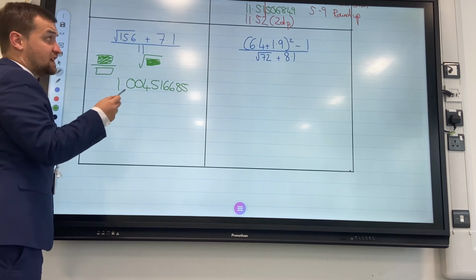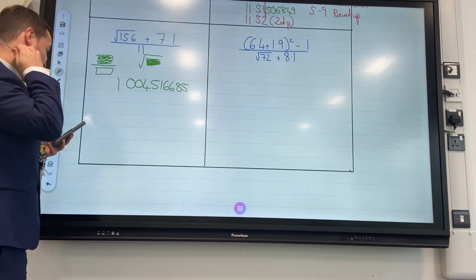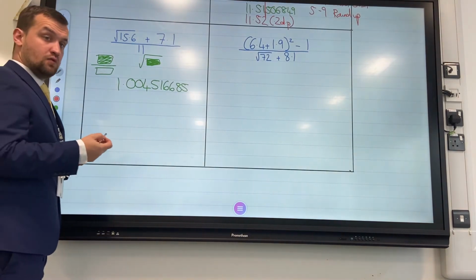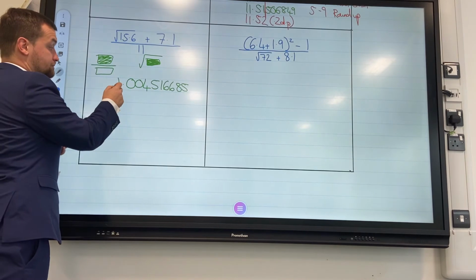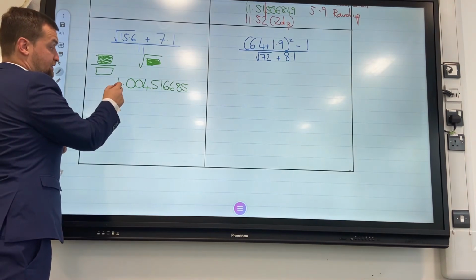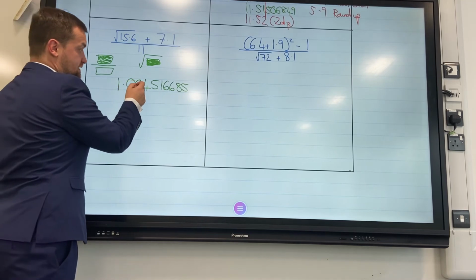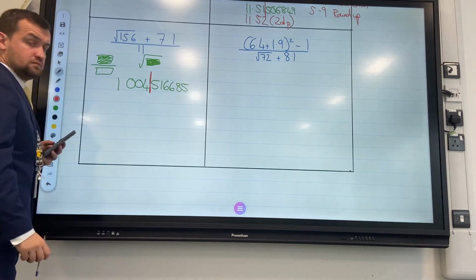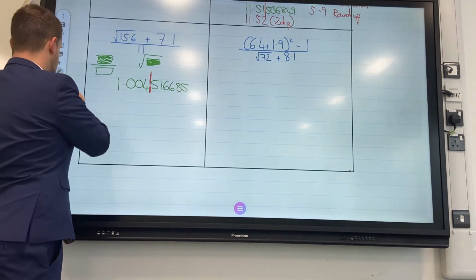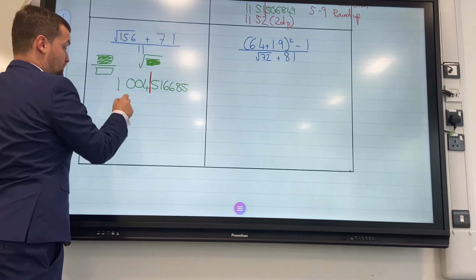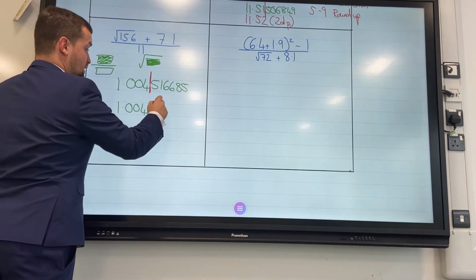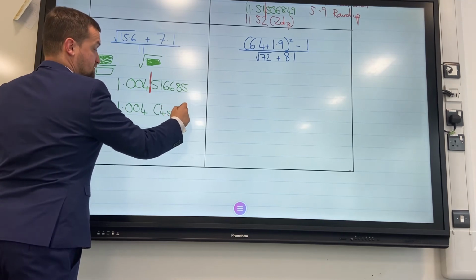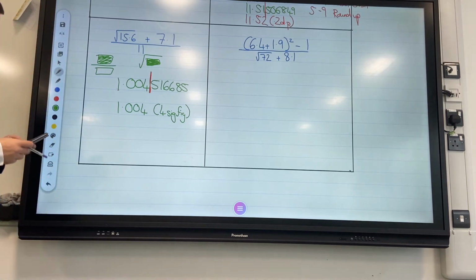Okay, now 4 significant figures is slightly different to 2 decimal places. What we're doing, we start off at the first non-zero number. The first non-zero number here is 1. Okay, so that's significant figure 1, significant figure 2, significant figure 3, significant figure 4. So we draw the line there. Okay, the number after it is a 5, so what we do is we round it off to 1.004 to 4 sig fig. All I'm doing is just writing it shorthand for 4 significant figures.